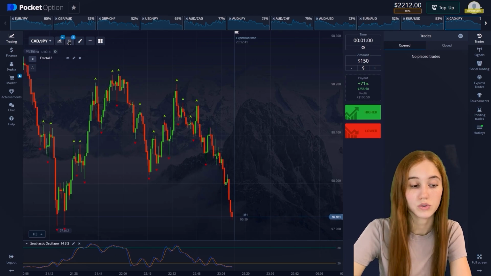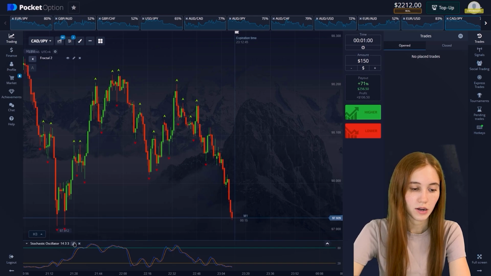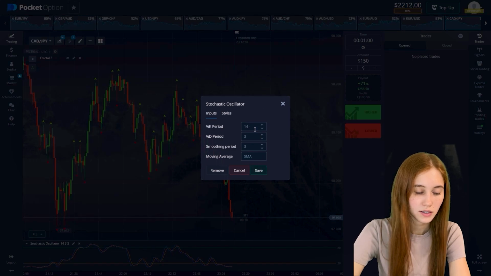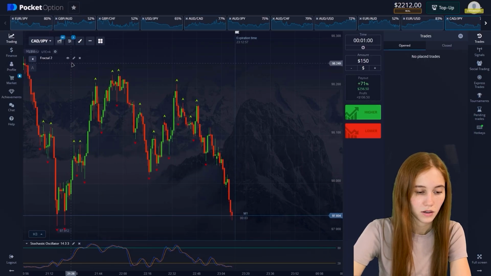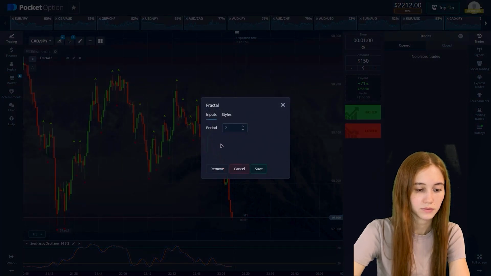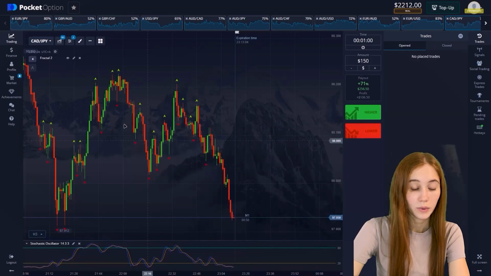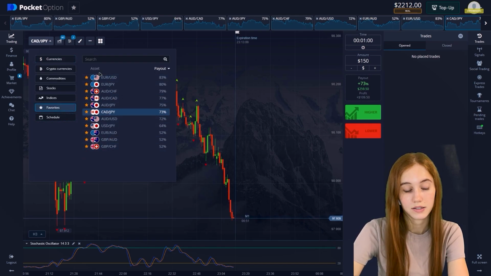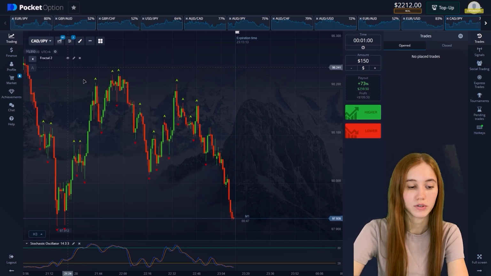Today we traded using 2 indicators, fractal and stochastic. I talked about how they work at the beginning of the video. Stochastic settings, you can copy them. Here are the fractal settings you see. We also traded on currency pairs, and I recommend also trading on currency pairs with payouts more than 70%.